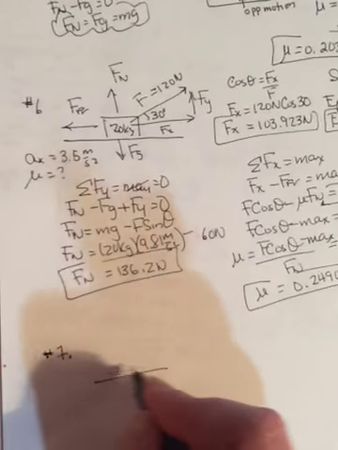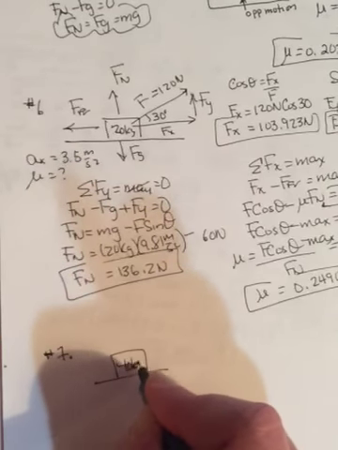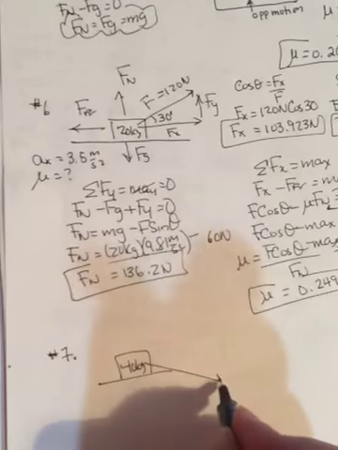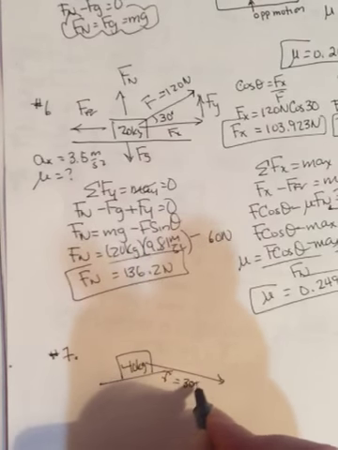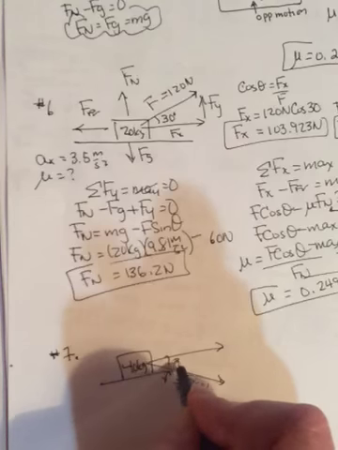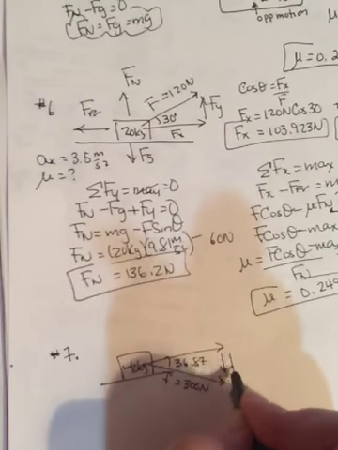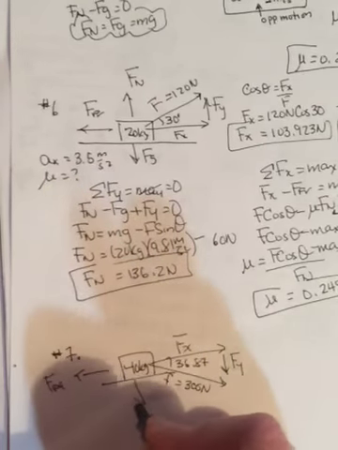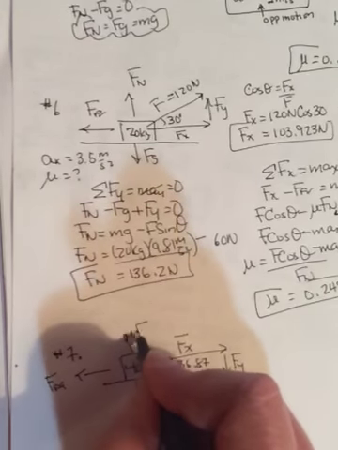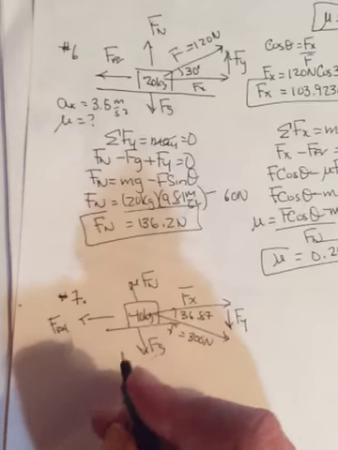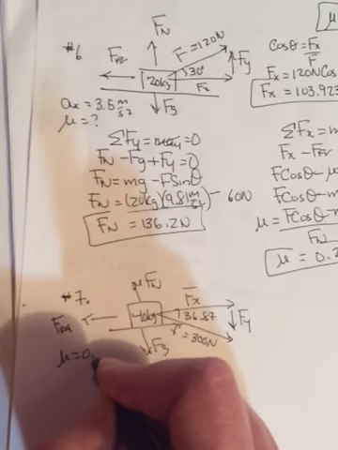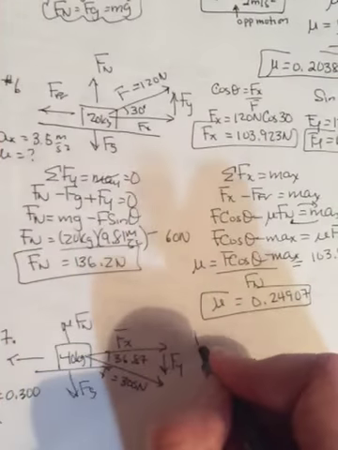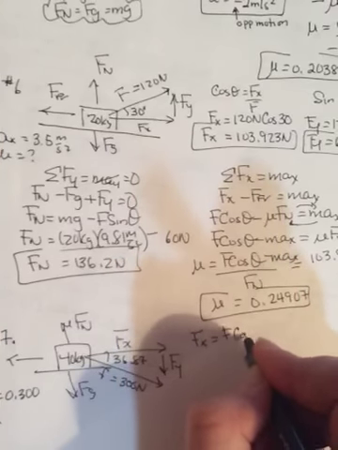Says a 40 kilogram crate is being pushed across the level floor with a force of 300 newtons downward. All right. Force of 300 newtons downward at an angle of 36.87 degrees. My Fy, my Fx, my friction, my Fg, my normal. And it says the coefficient is 0.3. What's A?